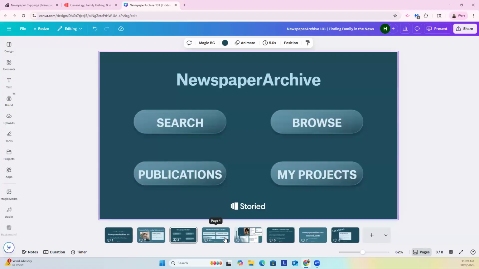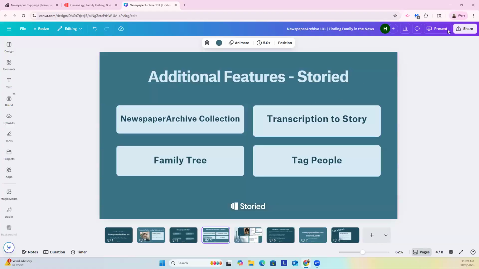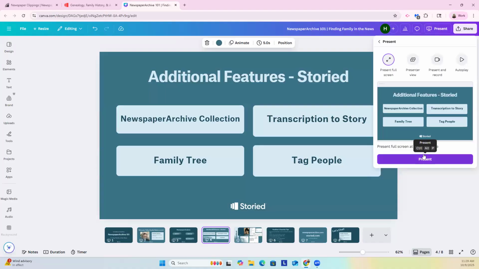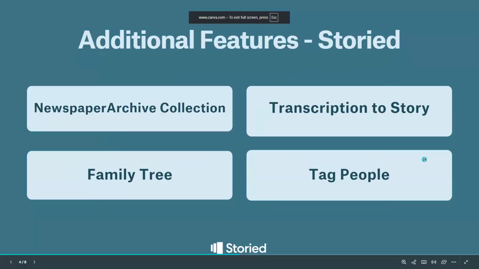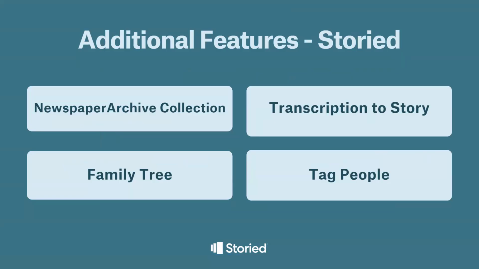And I'm going to talk just briefly. I'm going to show you two different things. I want to talk about Storied. If you have a Newspaper Archive subscription, you also have a Storied subscription. They come together. It's not an extra charge. It is just part of your subscription.